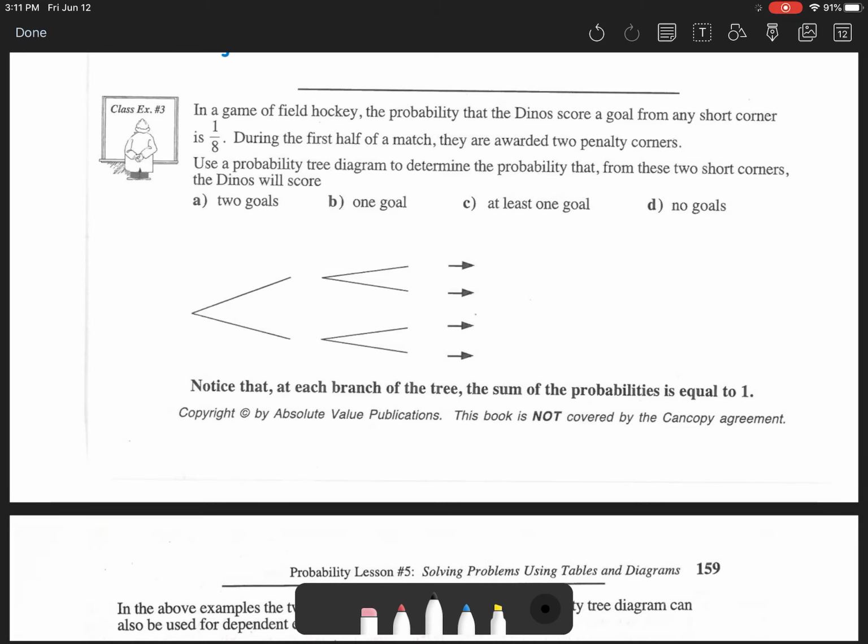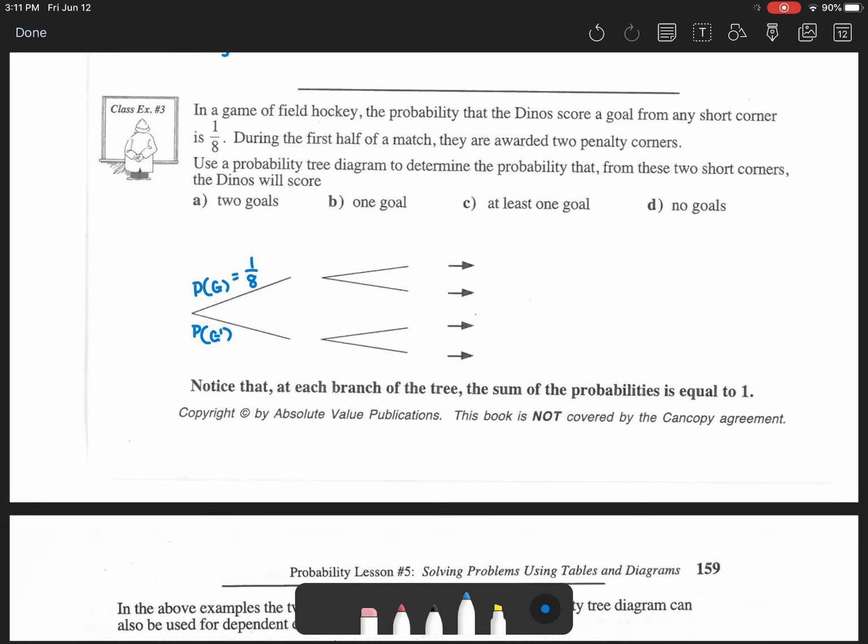So a lot of times when you read these questions, you get really focused on the A, B, C, and D that they're asking. We will answer all of those at the end of the question. The most important thing here is to fill out the beginning of the tree diagram. Now, remember, they get 2 of these penalty corners in a game. So the first one, I could just say this would be the probability of a goal, okay? So from the question, it says the probability of getting a goal is 1/8. So the probability of a goal on the first corner would be 1/8.